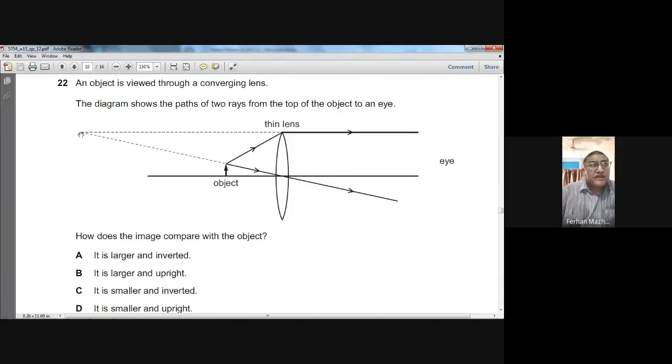So most probably the image will be formed here. Its arrowhead will be here. So your eye is here. When you look through the lens, you will be able to see this image. This image will be upright and it will be large. It's a virtual image. The image will be upright and larger. So for question number 22, the option will be B.